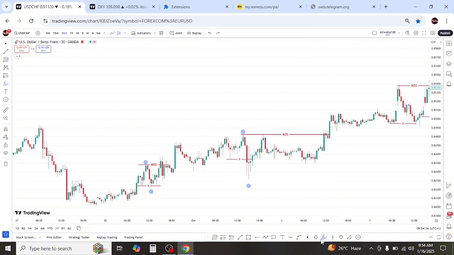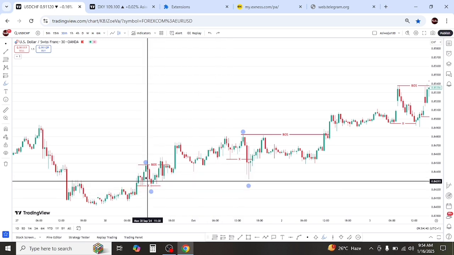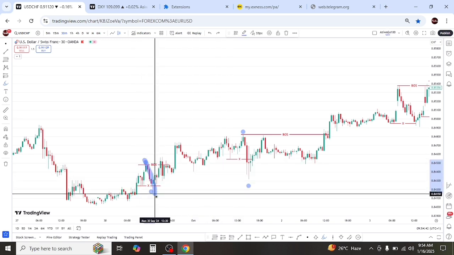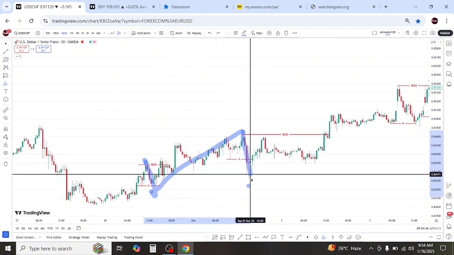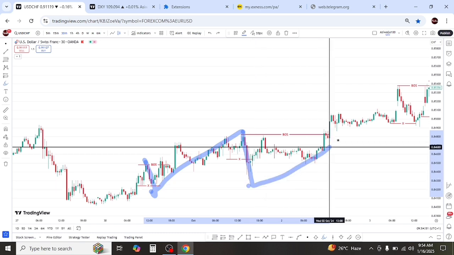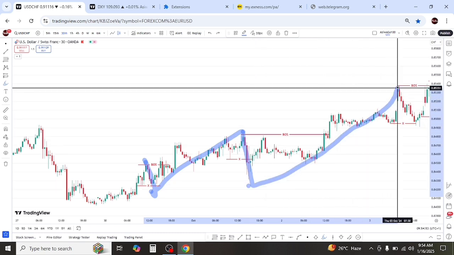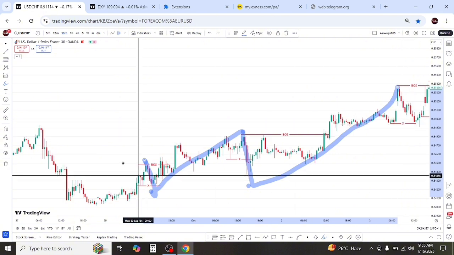From this low, we have price creating swings from this low to this, from this side to this low, from here to here, and so on to another major high we have here. As you can see, we have another major high that grabbed this liquidity. So this is how you mark your swing.